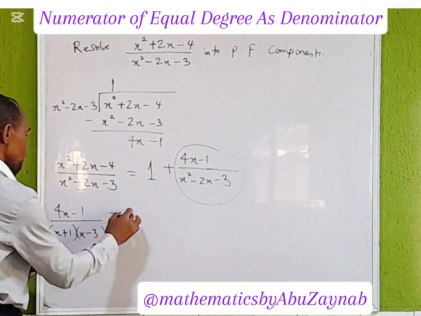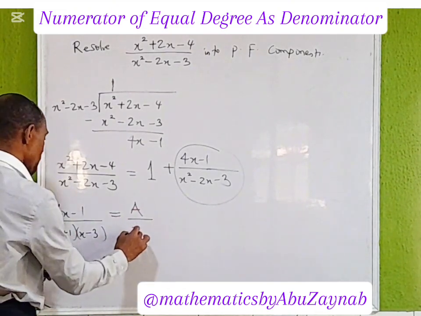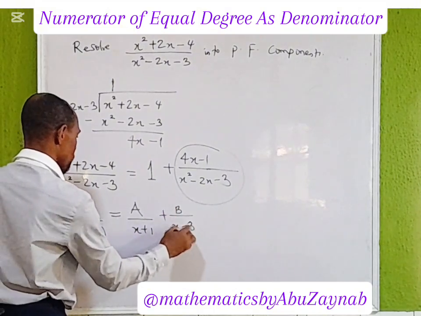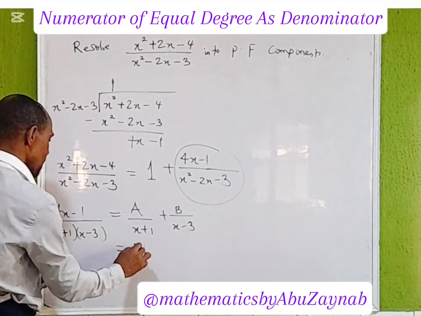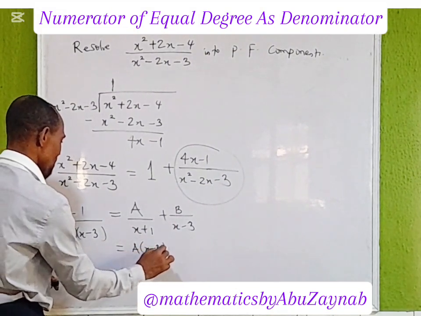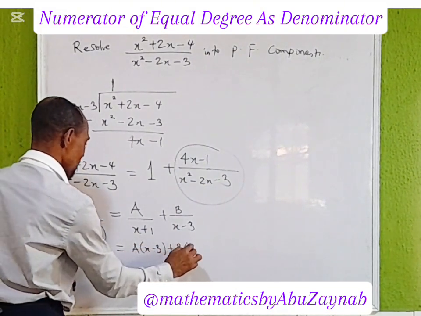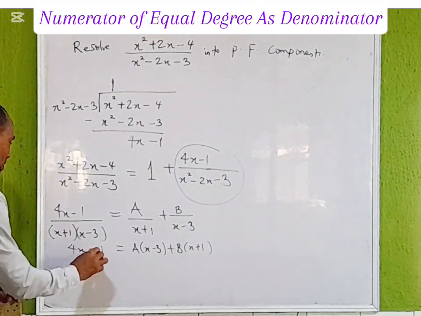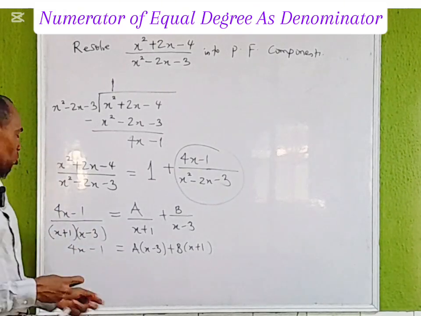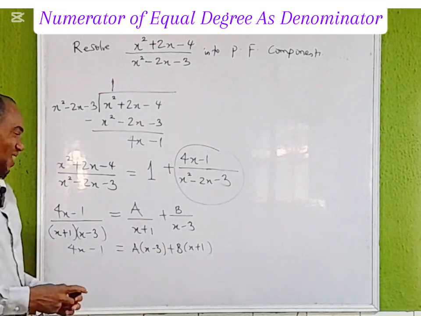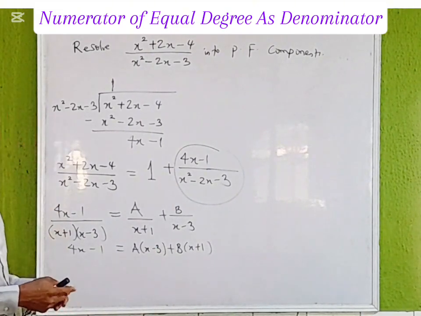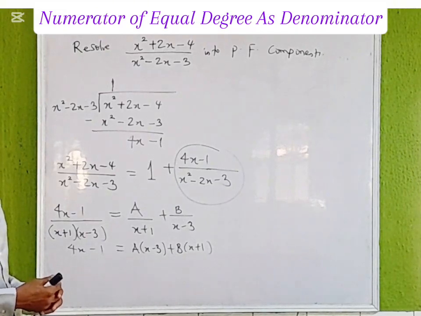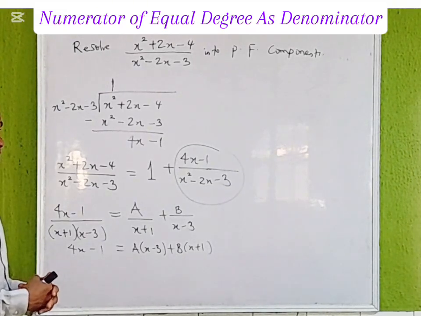So then we simply say this equals a over x plus 1 plus b over x minus 3. And that gives us a times x minus 3 plus b times x plus 1. I'm taking it for granted that we have done this in case 1. So if you have issues with anything I'm doing here, I simply encourage you to go back to our video on partial fraction, the very first video, where we have distinct factors as denominators.